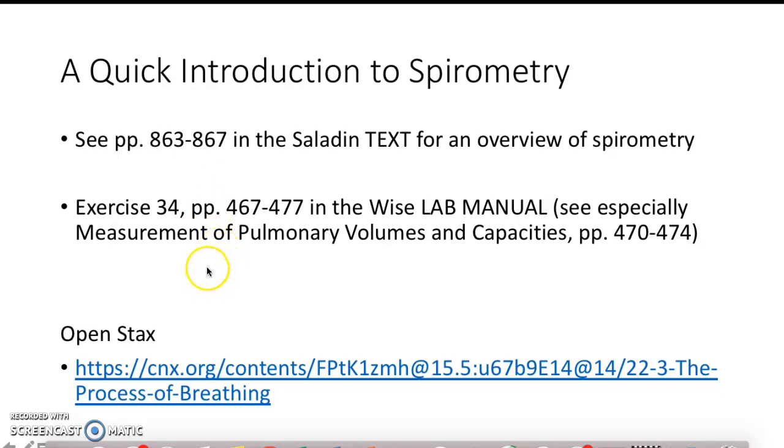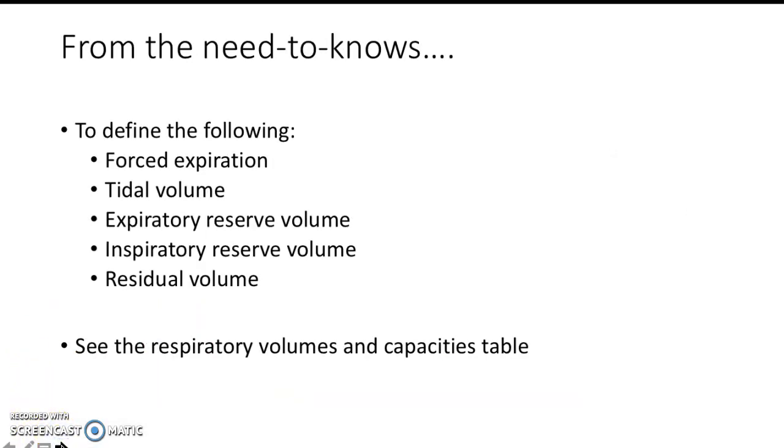If you'd like to follow along in the lab manual, the WISE lab manual, you might look specifically at pages 470 to 474. This is where they outline an activity that's pretty similar to what we'll be doing in the lab. And also, if you like OpenStax, I've put a link here, and the OpenStax discussion was actually pretty good.